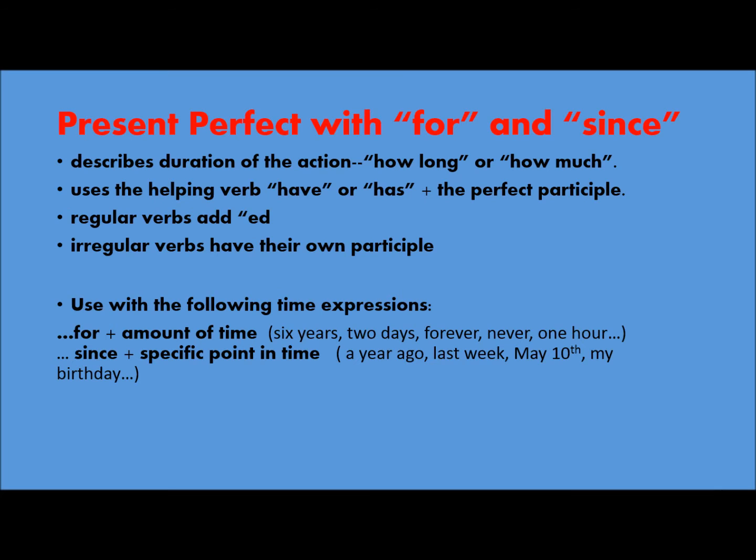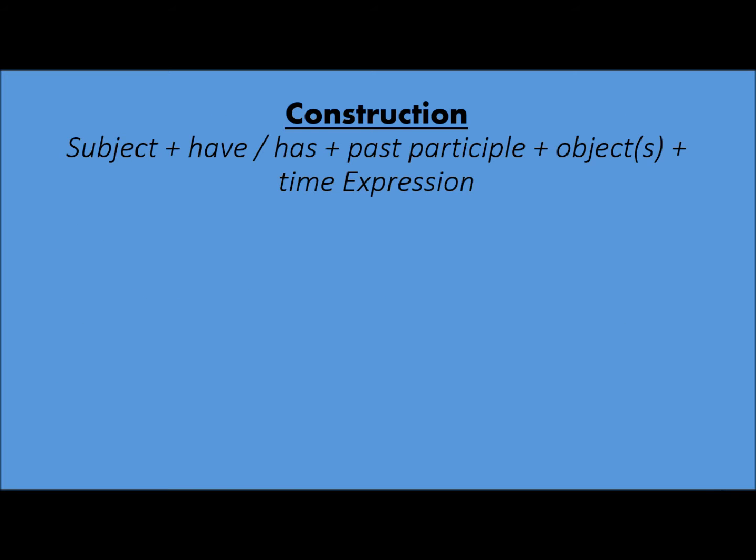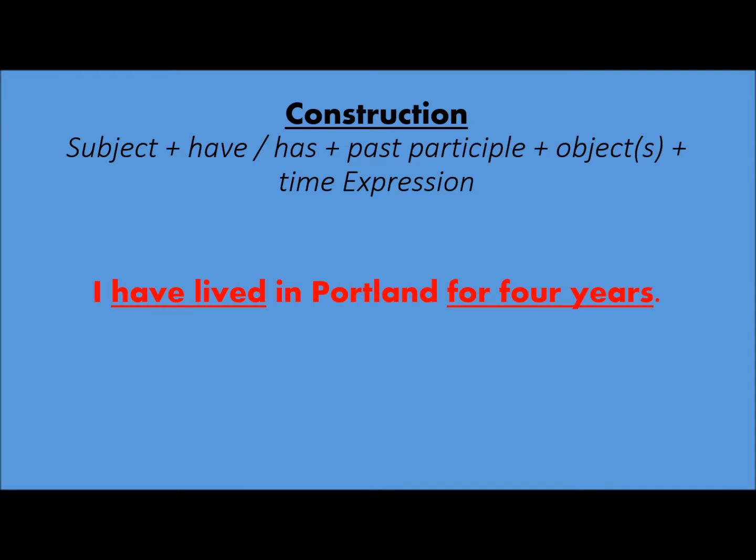We use since plus a specific point in time that the action started. Since a year ago, since last week, since May 10th, since my birthday. How do we make the construction of the present perfect using for and since? Start with the subject, use your helping verb have or has, plus your participle, plus the object and time expression. Let's look at an example. I have lived in Portland for 4 years.